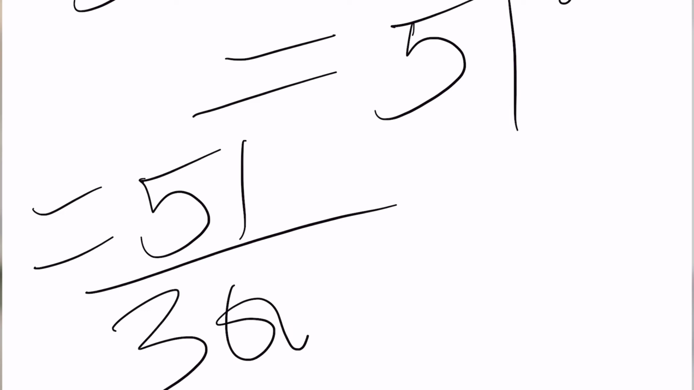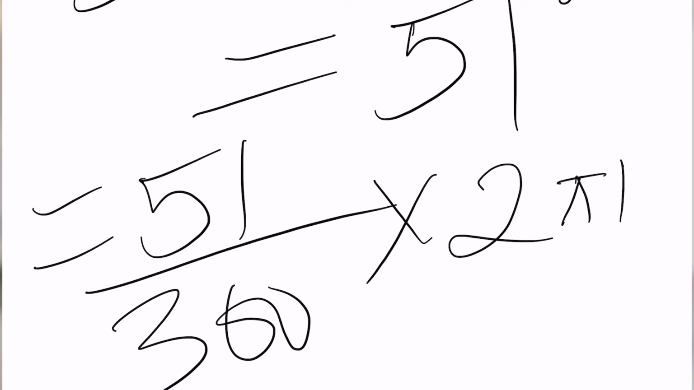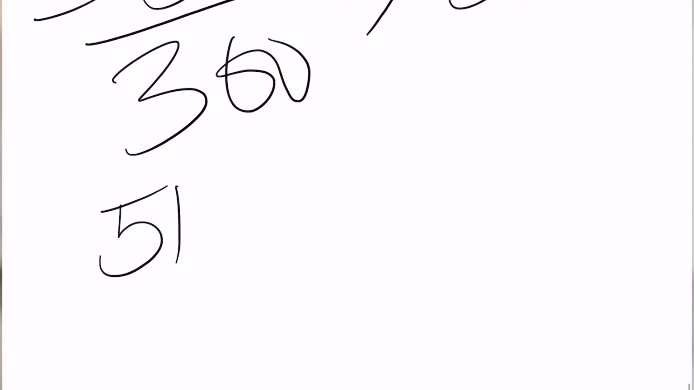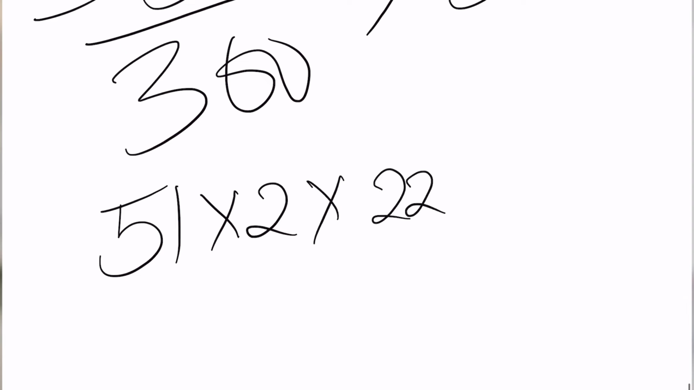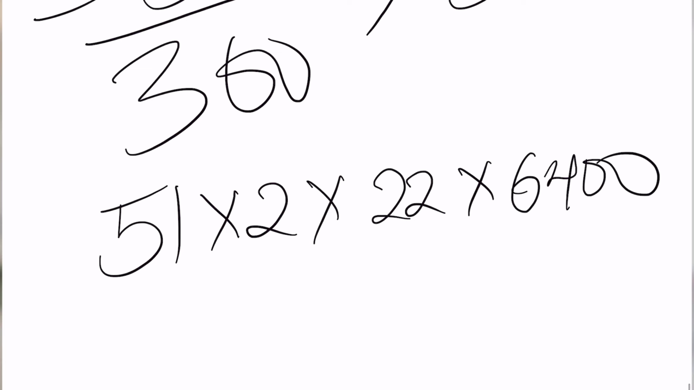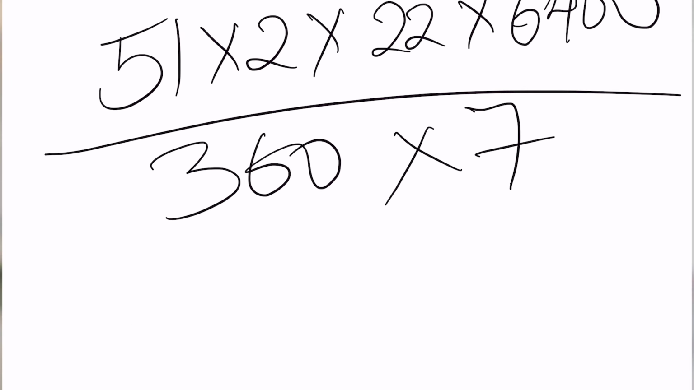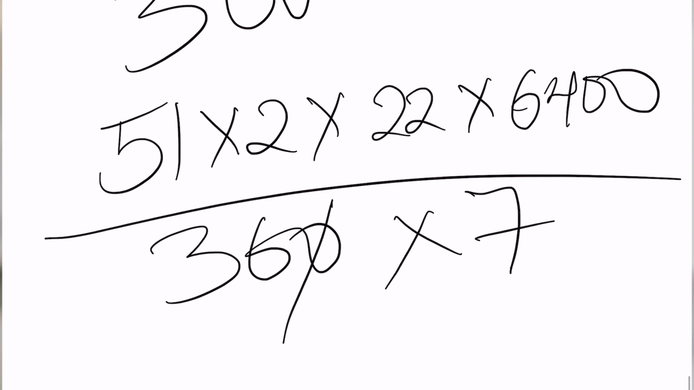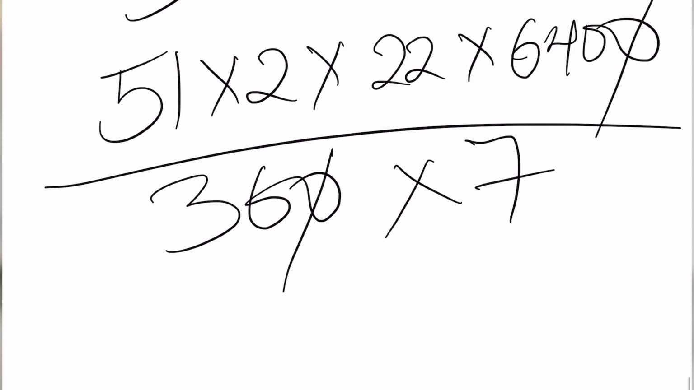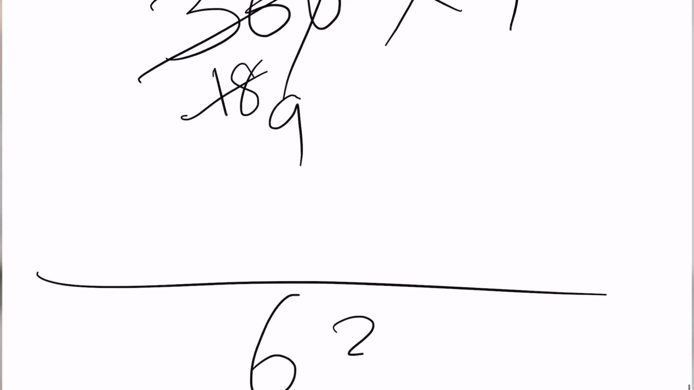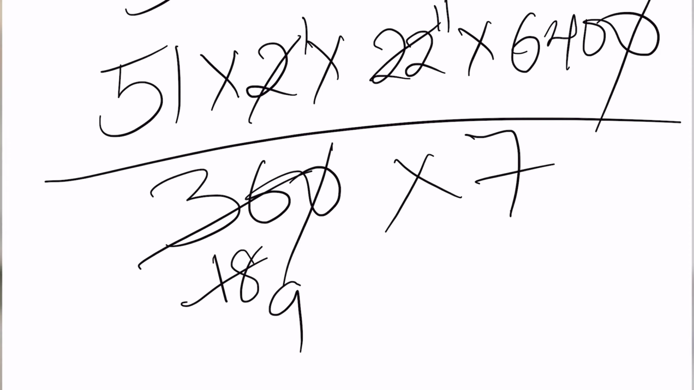So using our same formula, we have 51 over 360 times 2 pi r. Then we have 51 times 2 times 22 times 6,400 over 360 times 7. Cancelling, we have 51 times 11 times 640 over 63.